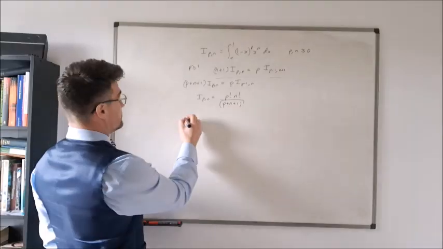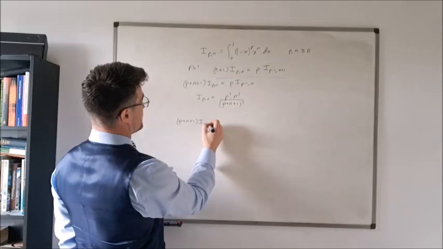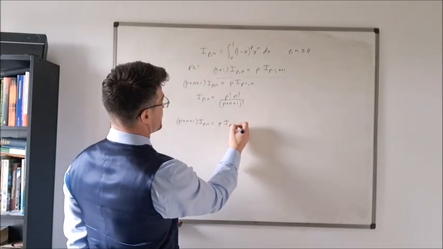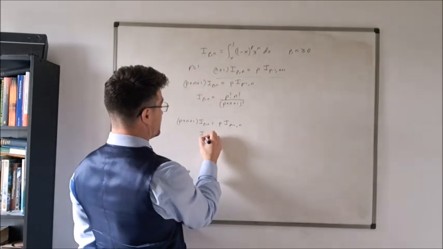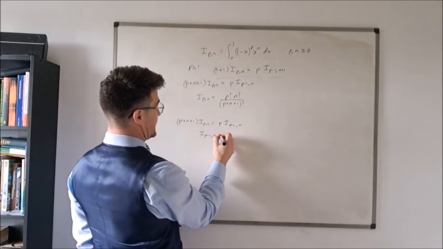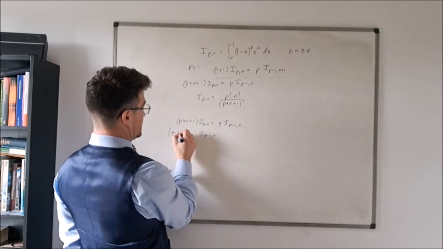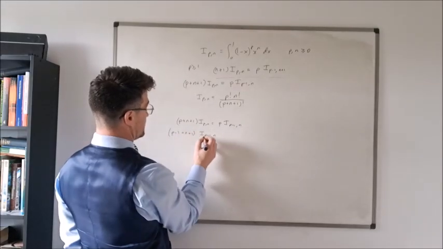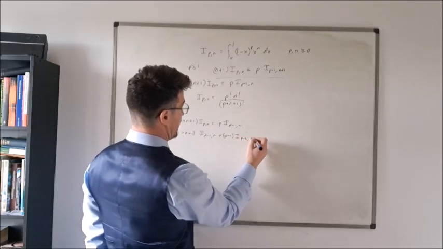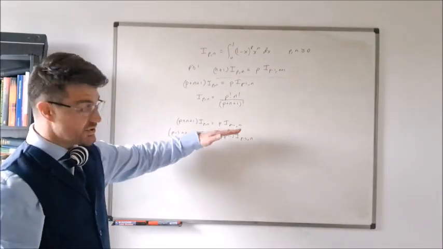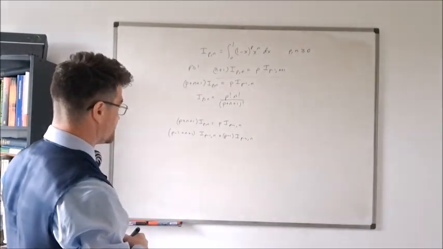Okay, so what we know is that (p + n + 1) I_{p,n} is equal to p I_{p-1,n}. But I_{p-1,n} in turn is, so we've got (p - 1 + n + 1) I_{p-1,n} is equal to (p - 1) I_{p-2,n}. So you can see how I can gradually reduce the power p, or this index, should I say.